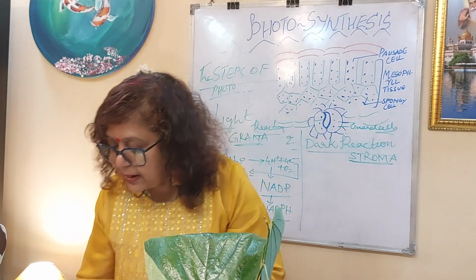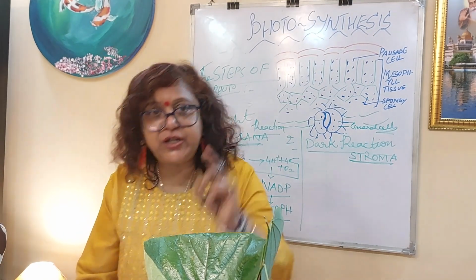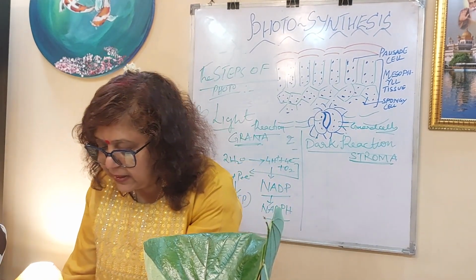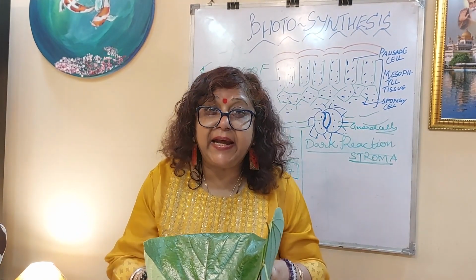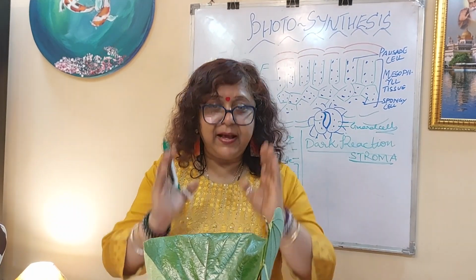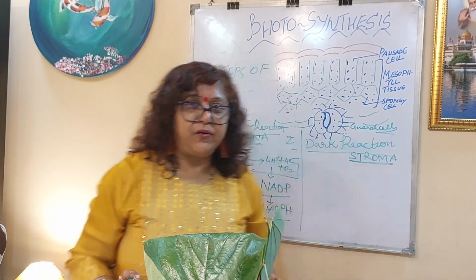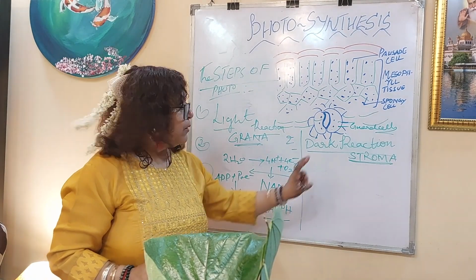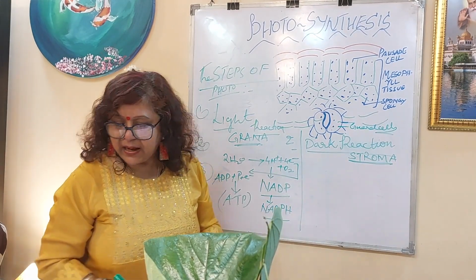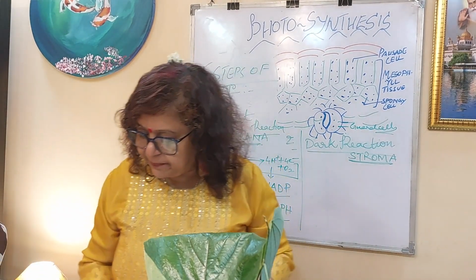So in summary, light reaction involves conversion of light energy to chemical energy in the form of ATP and NADPH molecules. Got it? Light reaction. First part of photosynthesis in the thylakoid. Now what about dark reaction? What is this dark reaction? So you have to write, please write.